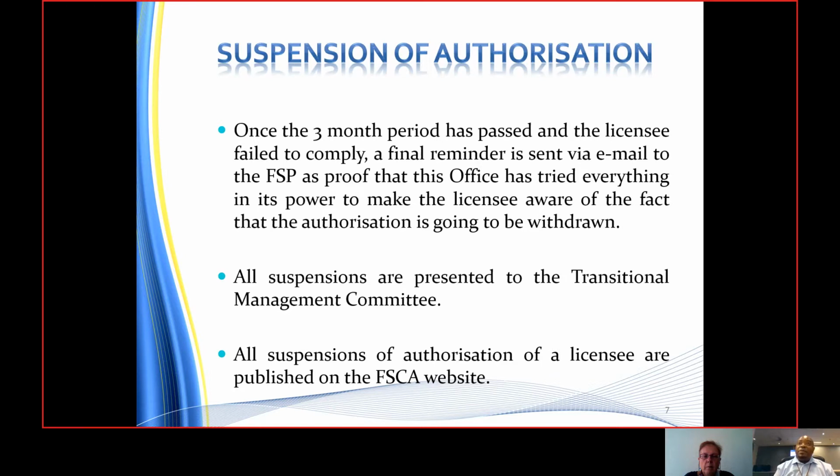So what happens, the department within the COB that is working either on a suspension or a withdrawal of a license, or a provisional suspension or a provisional withdrawal, will present the matter or the recommendations to the Transitional Management Committee, who will then make a decision whether to suspend or to withdraw. All decisions to suspend a license must be published on the FSCA website or any other appropriate media.